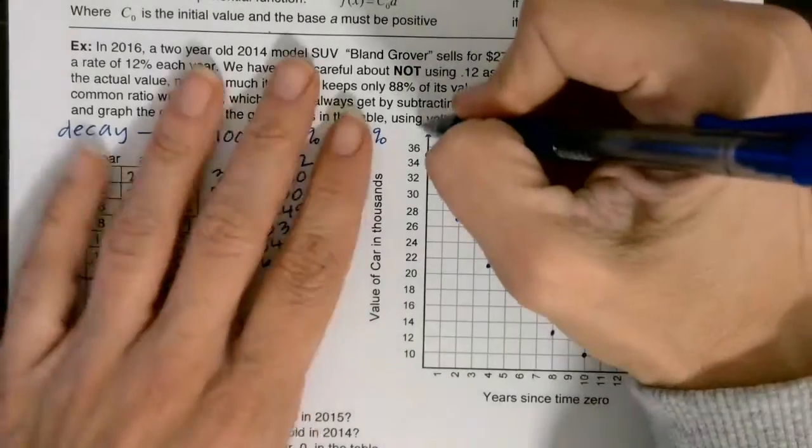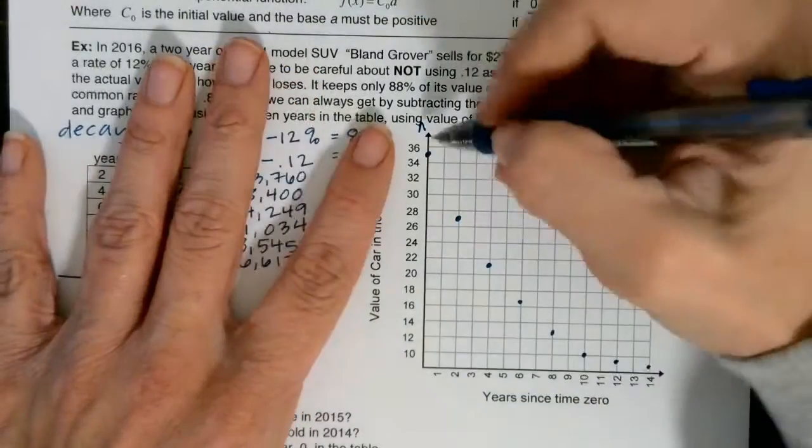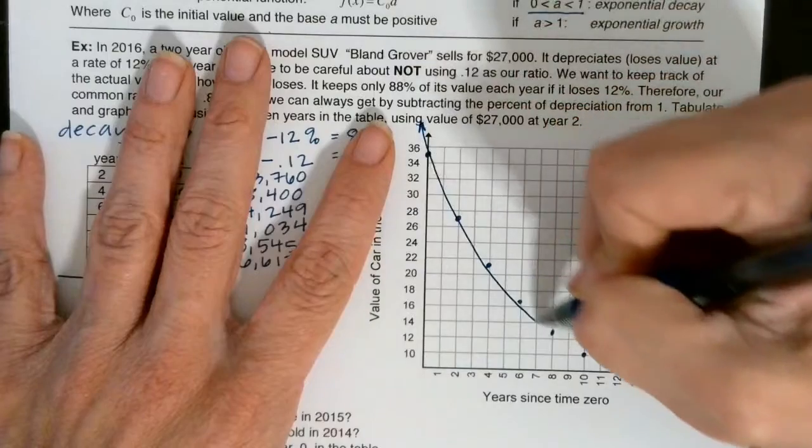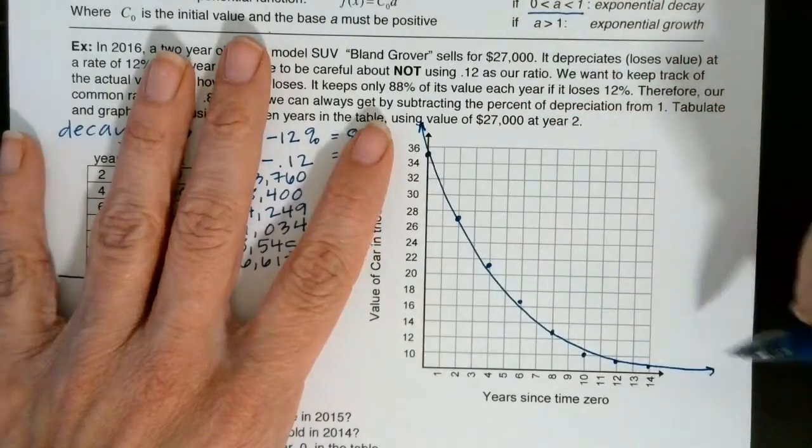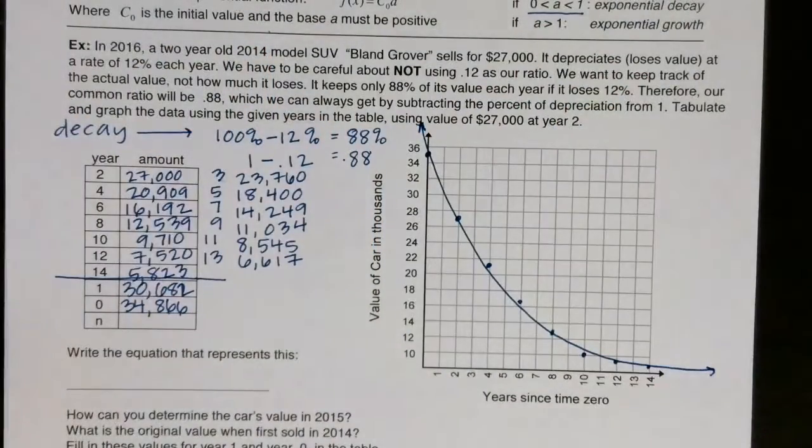Okay, so this one is coming down, down, down, down, down, and it's going to coast along that asymptote. It's never going to get to 0.